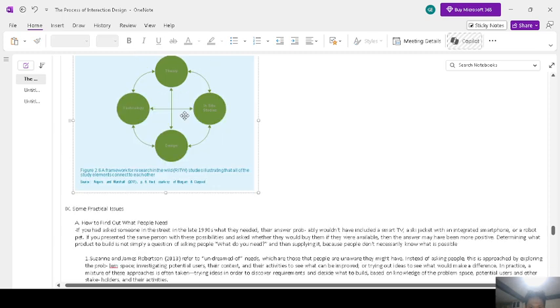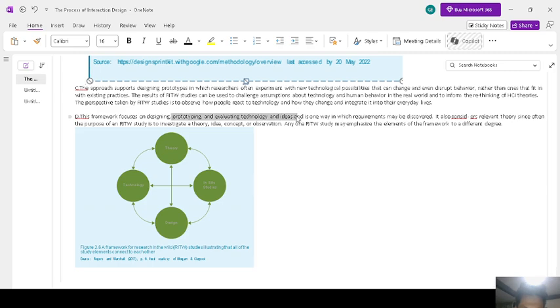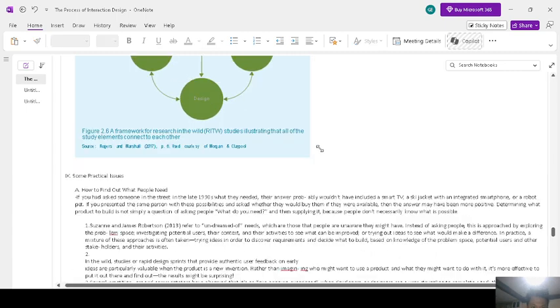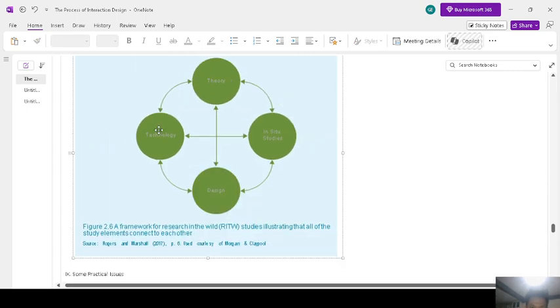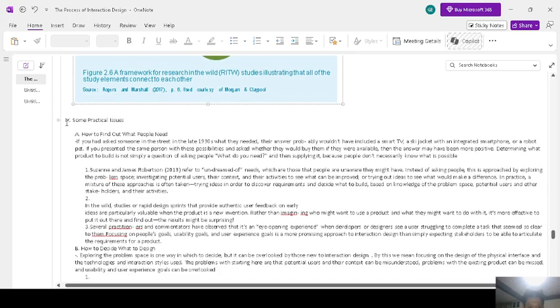Okay, so here's an example of that. Some practical issues. So let's move on. Basically, we start with theory and then in studies, design and then technology.